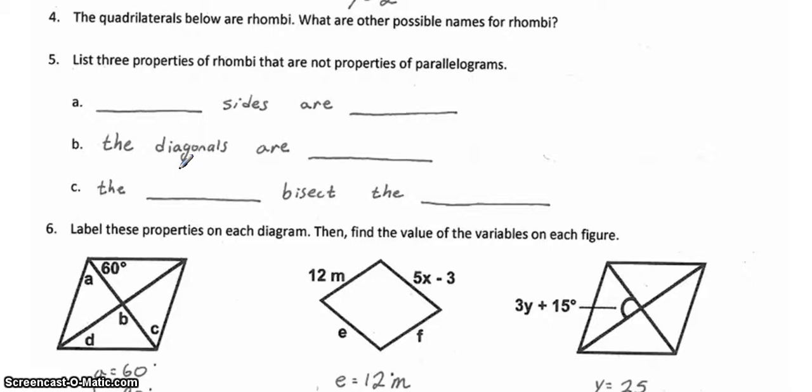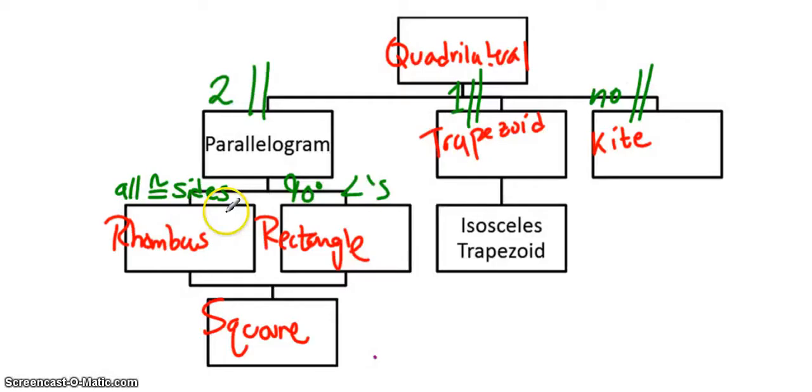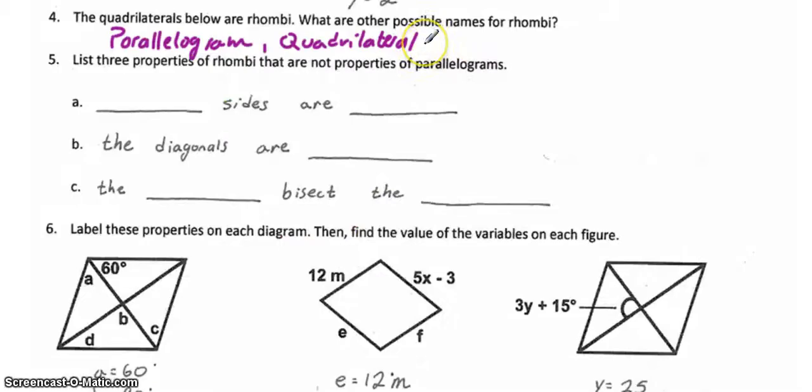Taking a look at number 4, the quadrilaterals below are rhombi, or rhombuses. What are other possible names for rhombus? Again, looking back to our tree diagram, we can see that a rhombus is a type of parallelogram, and also a type of quadrilateral. And so for 4, a rhombus could also be called a parallelogram or a quadrilateral. For 5, list 3 properties of rhombi that are not properties of parallelograms.